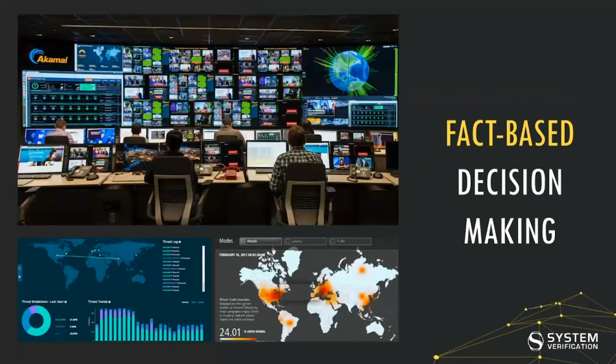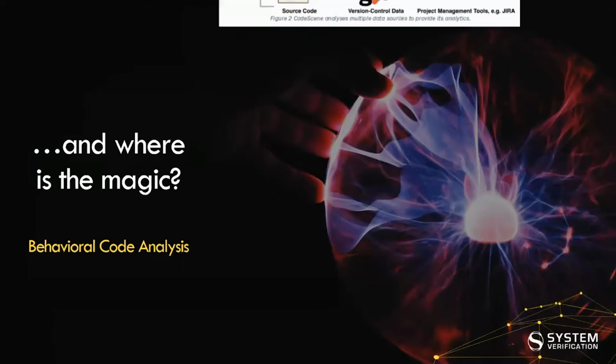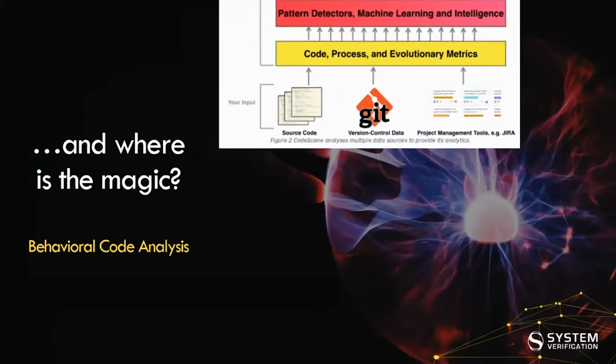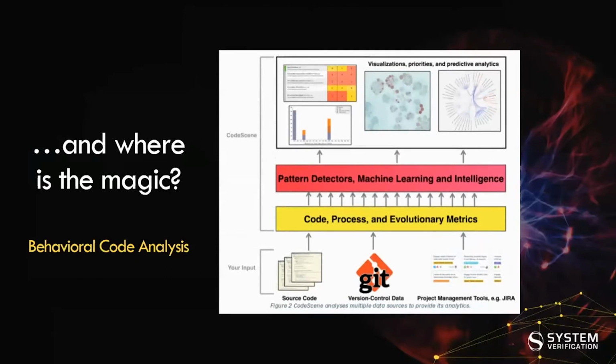Fact-based decision-making. It's not just all about that. Where is the actual magic? So it is a behavioral code analysis. And what I can tell you is the entire idea behind this is that behavioral analysis is basically merged with forensics. And with forensics, you can really point out where the hotspot or that specific point in the code is that needs to be improved directly.